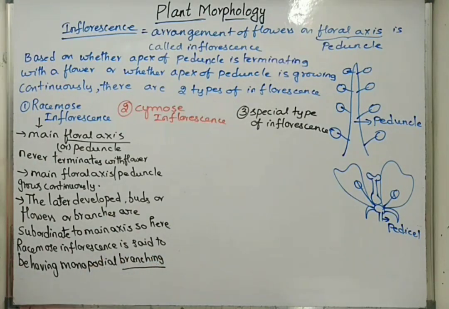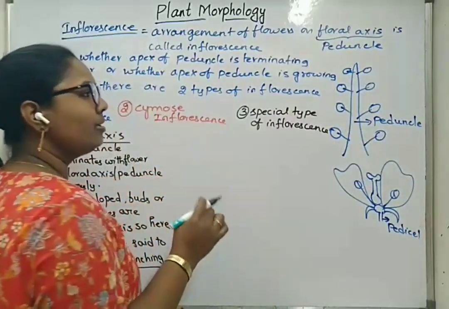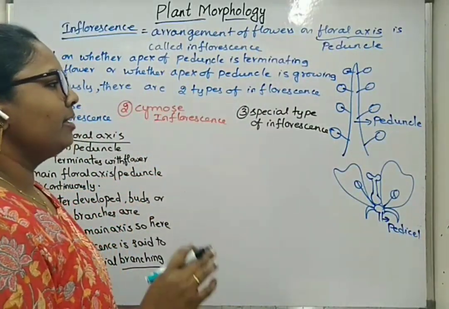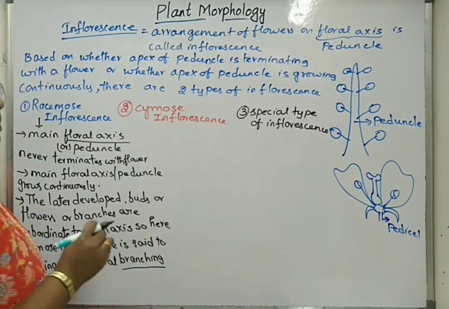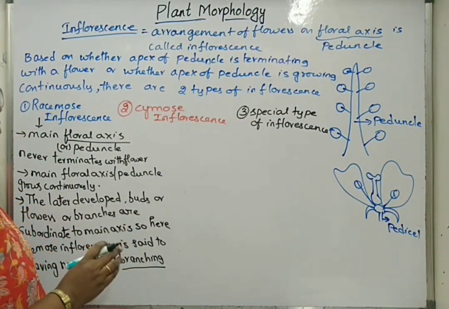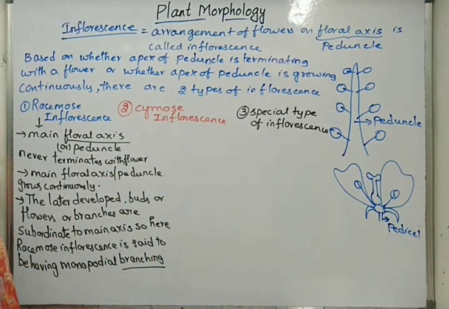What type of branches are present in racemose inflorescence means the main axis is taking key role. It is not terminating with a flower, and whatever the lateral arranged or developed buds or branches or flowers are considered to be next priority to the main axis. Such type of branching is called as monopodial branching.